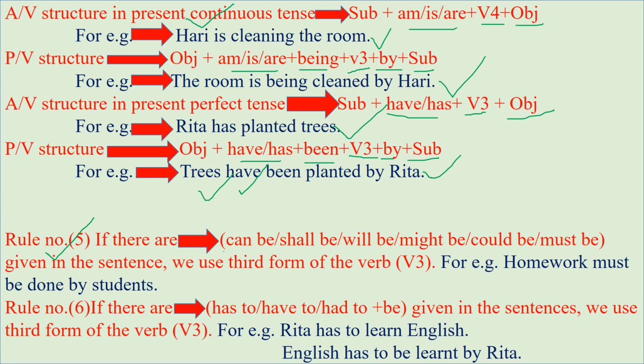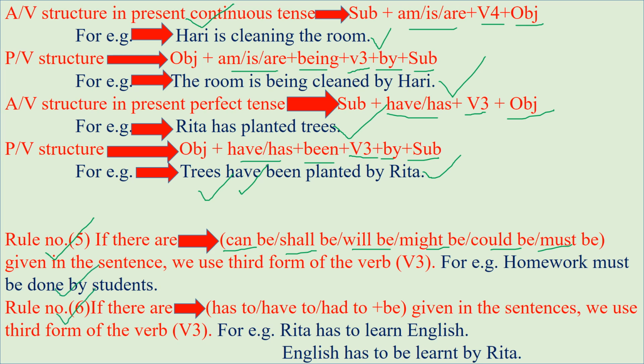Rule number 5. If there are can be, shall be, will be, might be, could be, must be given in the sentence, we use the third form of the verb, verb 3. For example, homework must be done by students.